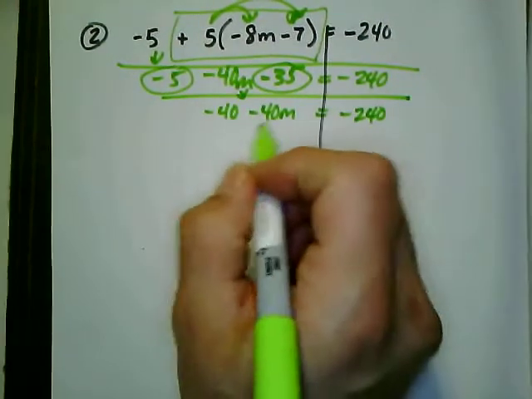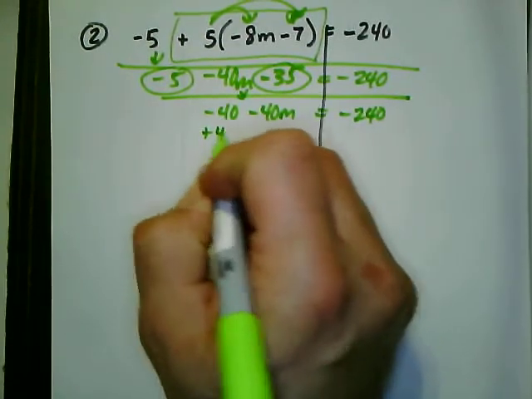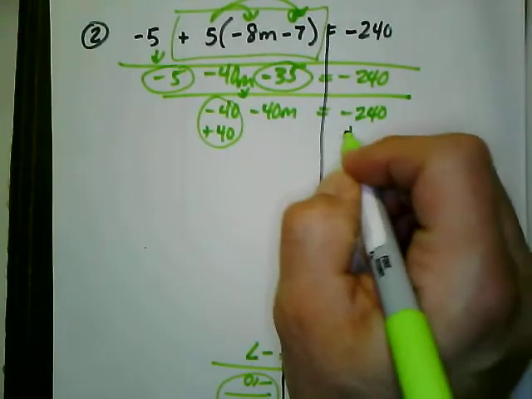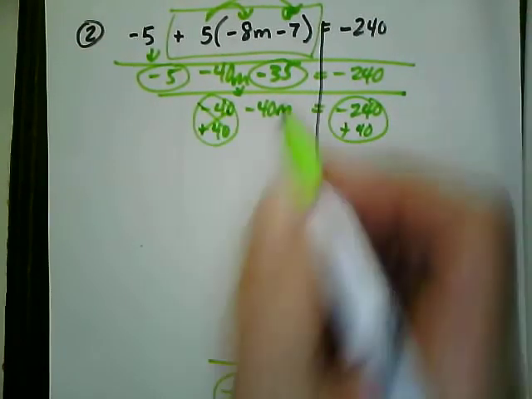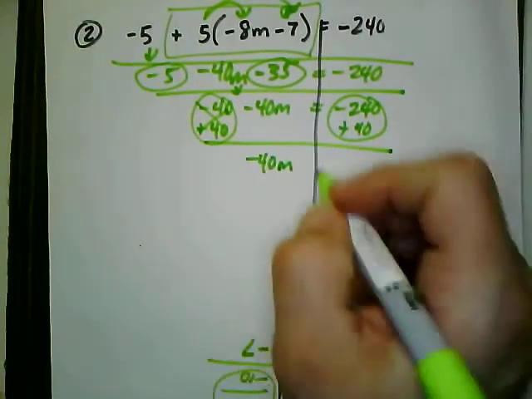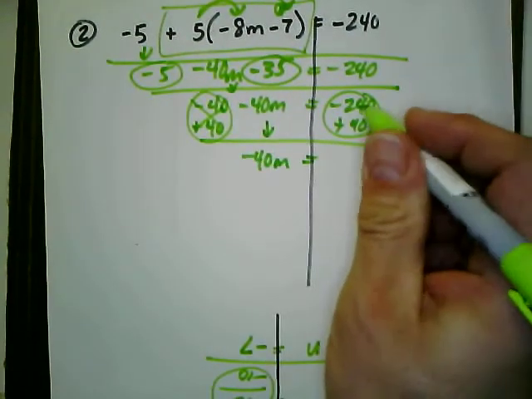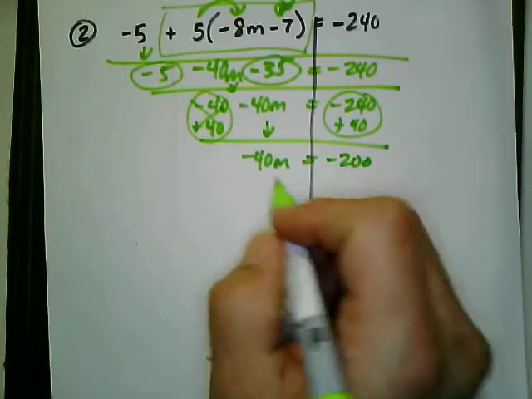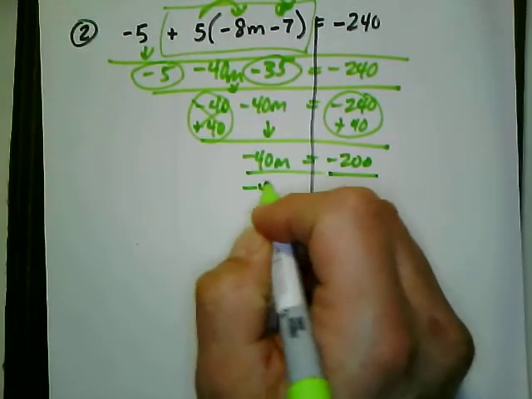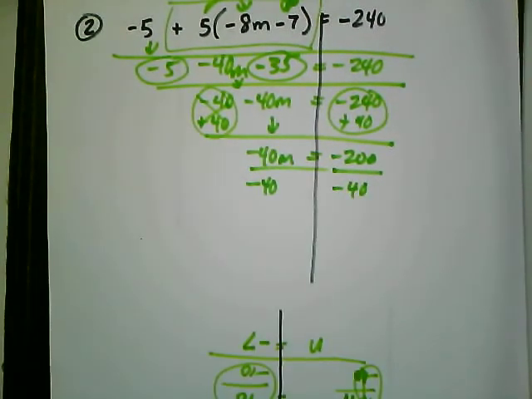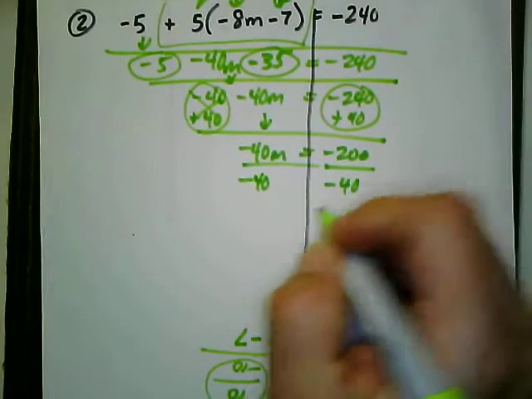We're going to go ahead and get rid of what's added or subtracted because we don't have an extra variable. There's no extra variable over here, so we're going to do that step next. We're going to add 40 to both sides of the equation. These two become 0. We bring down the negative 40m. And negative 240 plus 40 is negative 200. We're going to go ahead then and divide that by the negative 40. So negative 200 divided by negative 40 is 5.